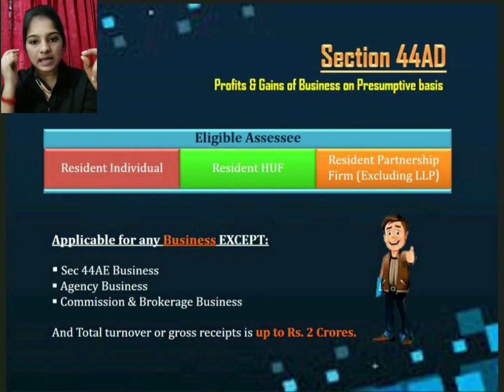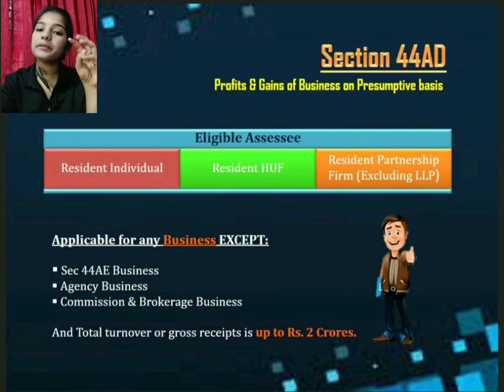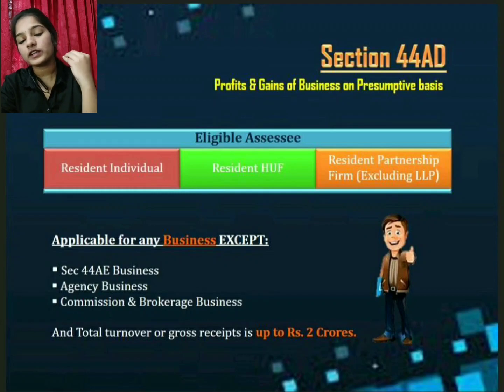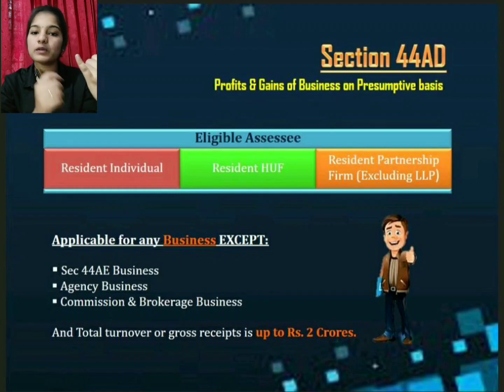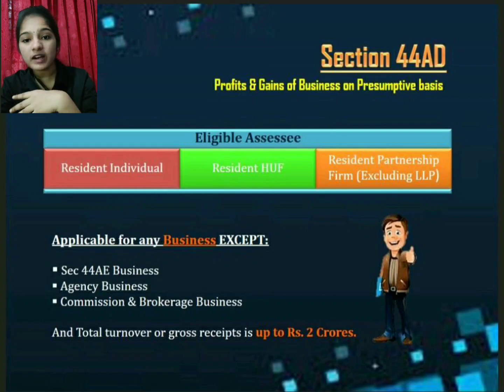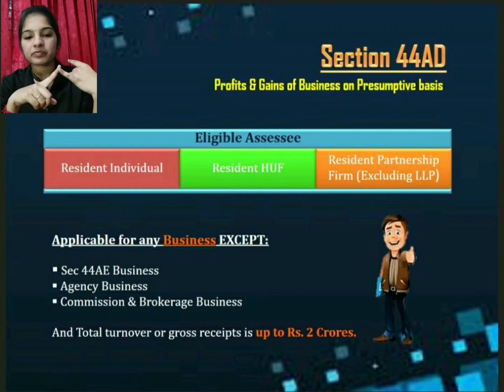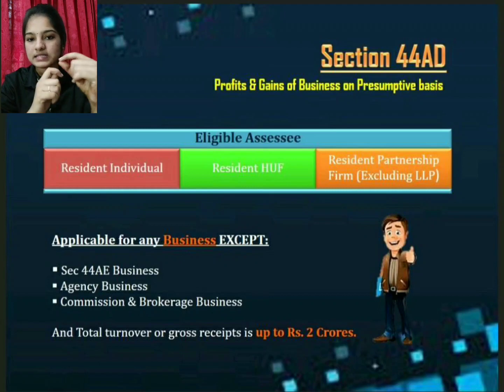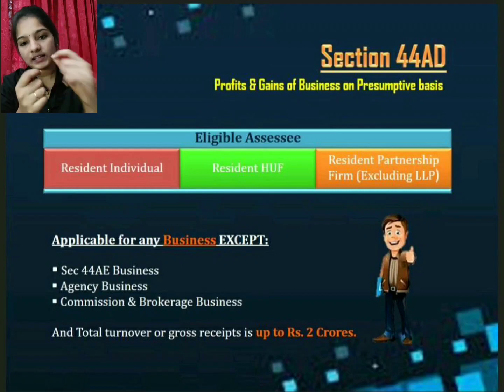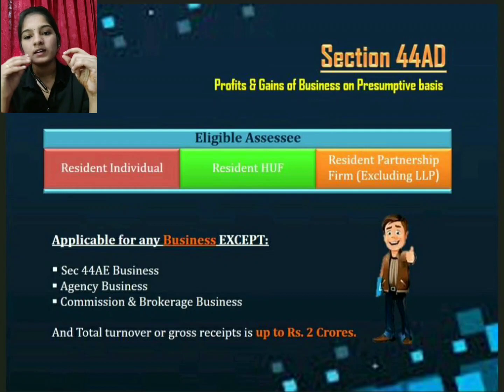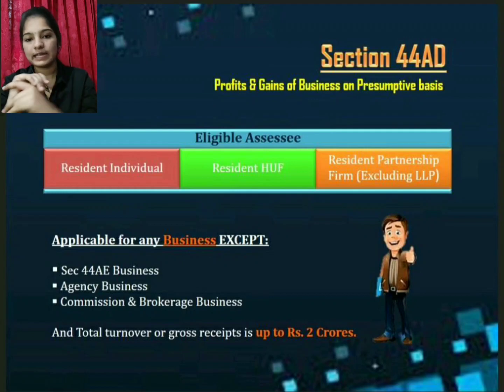This section is applicable for any type of business except three. They are Section 44AE business, 44AE being a presumptive taxation scheme for transporters. It is a separate section which we will be covering later, and hence it is excluded from 44AD. So, 44AE business, agency business, and commission and brokerage business. An SSE engaged in any business other than these three will be eligible to opt for Section 44AD.